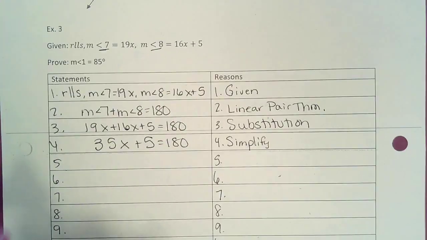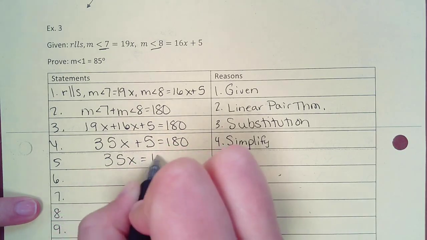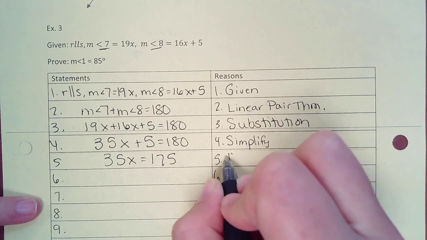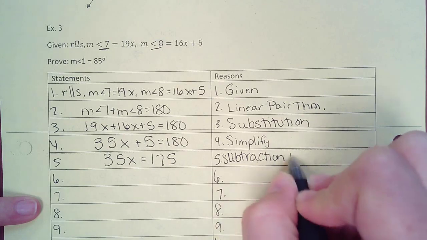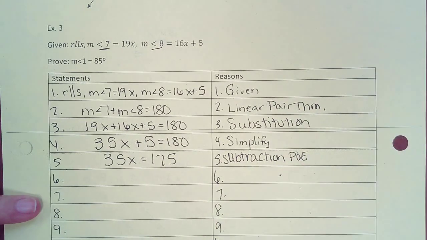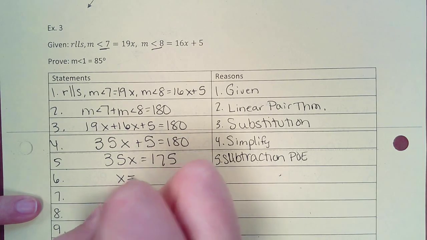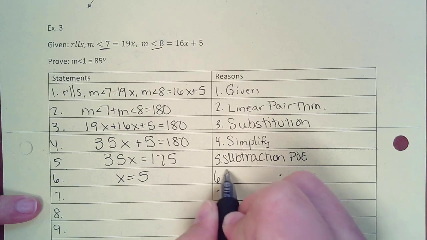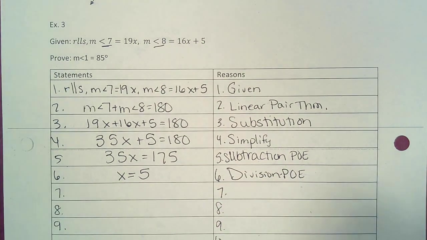Let's get x alone. Subtract 5 on both sides. 35x equals 175. Subtraction, POE. Divide both sides by 35, so x equals 5. Division, POE.